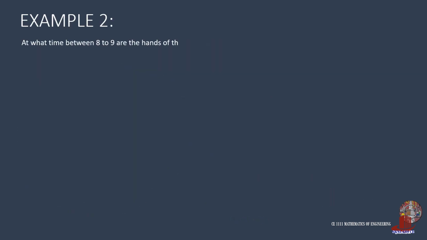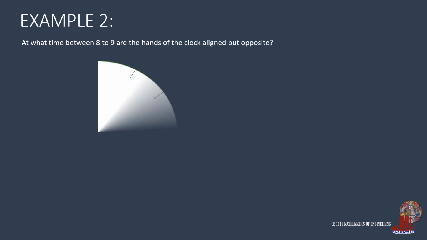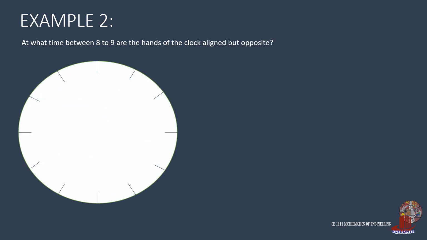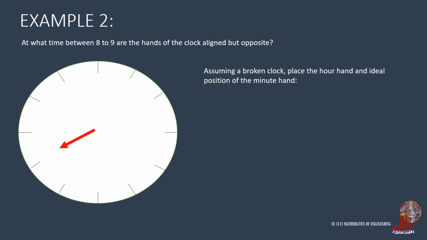What if we are to look for the time between 8 and 9 when the hands are aligned but opposite? Following the same algorithm, locate where the hour hand should be. In the example, it is at 8 o'clock. To make the minute hand aligned with the hour hand, we ideally locate it pointing at 10 minutes. So the preliminary time is 8:10.